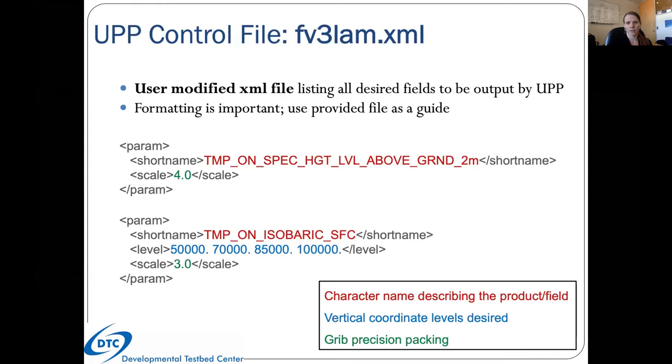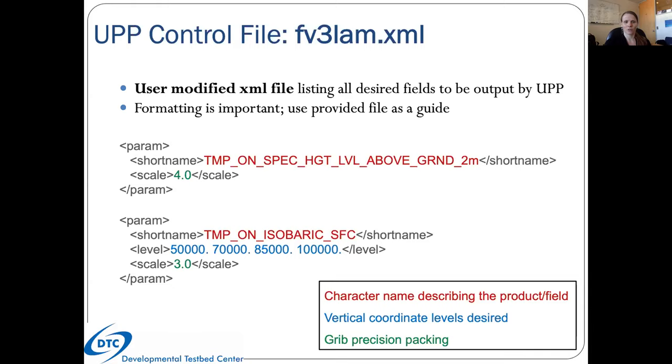Within these files, you'll see a number of parameter blocks for each variable that you want to output. Within these parameter blocks, you always have the short name. This is the character name that describes the product or the field. You might also have, depending on your variable, vertical coordinate levels that you desire to be output. This is relevant for temperature, for example, on isobaric surface, where you would want to specify which vertical pressure levels you want this variable to be output on. And I had listed, there were 47 different levels that you could output for isobaric surface. So here we're only picking four.